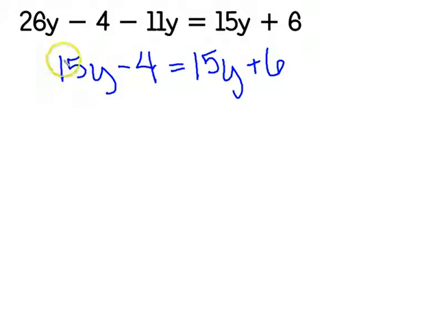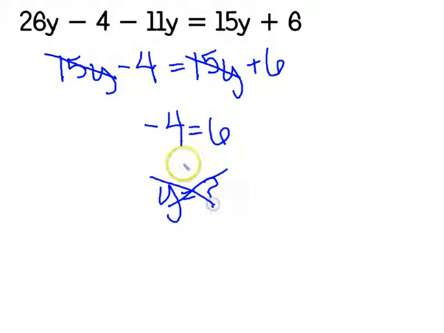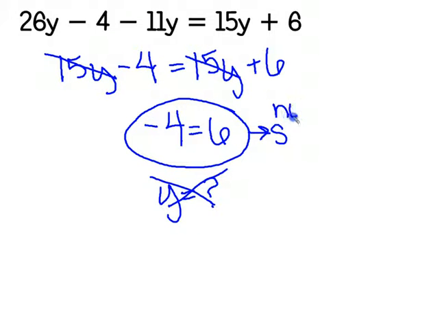Well, all of a sudden we realize, hey, this 15y and this 15y cancel each other out, because things that are the same on both sides balance. So what we're left with is negative 4 equals 6. What the heck? My answer is supposed to look like y equals something, right? But that's not what I have. I have negative 4 equals 6. Well, here's what that means. When you get something like this, it means that your answer is no solution. Because negative 4 does not equal 6. So your answer is no solution when you get something like that as your answer.